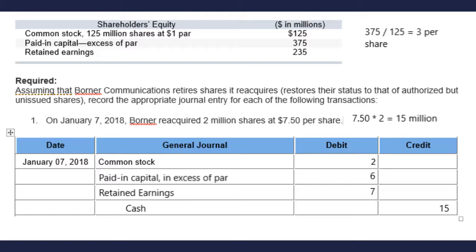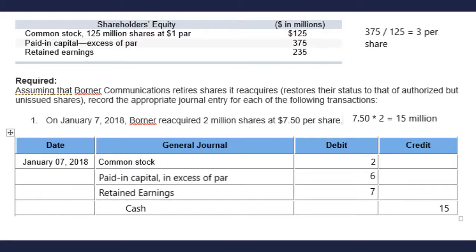We debit common stock, debit paid in capital, and credit cash. If there's a difference between what our original owners put in and the cash we paid out, then it either hits retained earnings or paid in capital. If we pay more, it's going to hit retained earnings, okay? So it's not a dividend, but think of it that way.